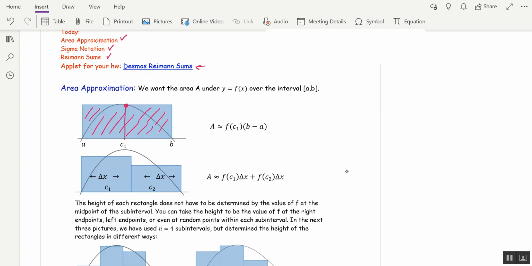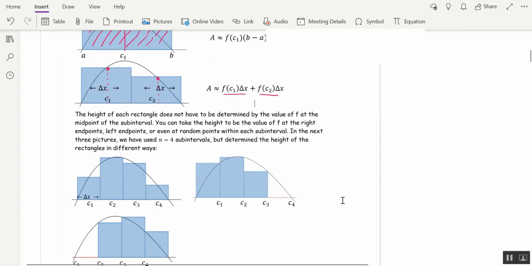If we wanted a slightly better approximation, we could break the interval from A to B into two subintervals, each having the same width of delta x, and we could use two rectangles. The first one would have height f of C1 and width delta x, so that would be area f of C1 delta x. The second one would have height f of C2 and width delta x. That would be the area, add them together, and it would be a slightly better approximation. You do not have to determine the height of your rectangle by the midpoint.